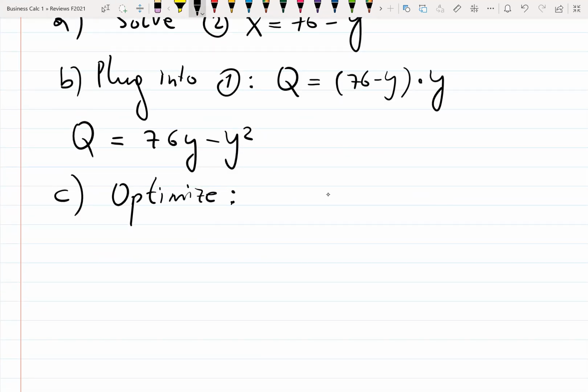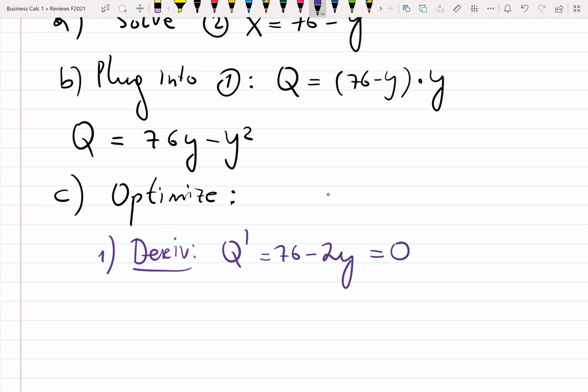How do we optimize things? We have a whole list of steps. Step one, find a derivative. Derivative gives us critical points and that kind of thing. So let's have Q prime is 76 minus 2y. Set equal to 0 to find critical points. Critical points are called critical because something is happening there. For example, derivative is 0 or does not exist. D and E. 76 minus 2y equals 0, so 76 equals 2y. Y is 76 over 2, 38.